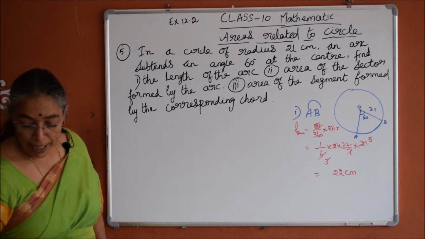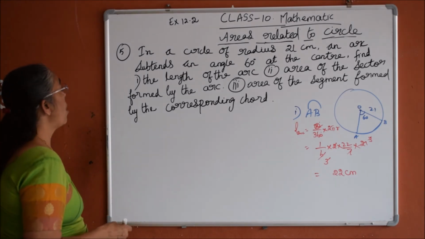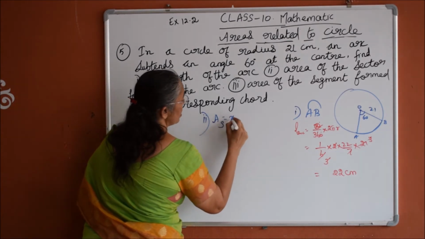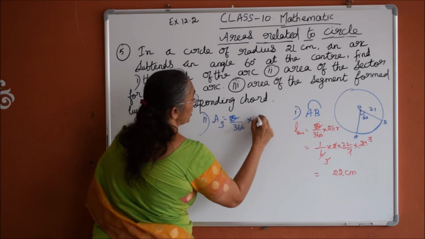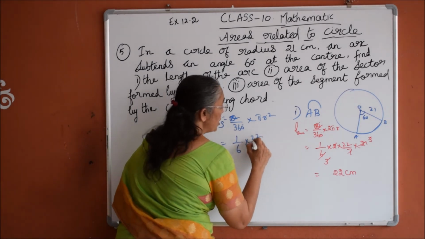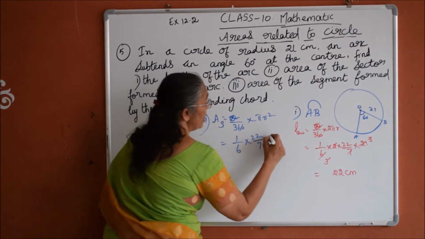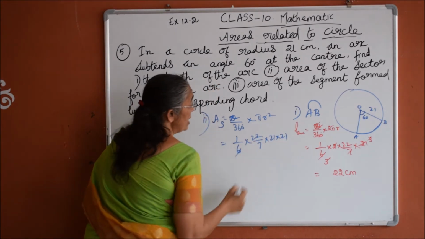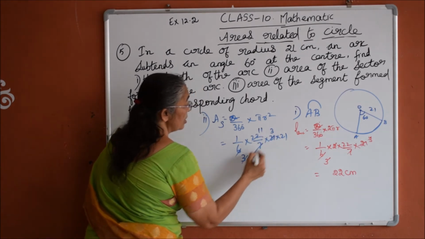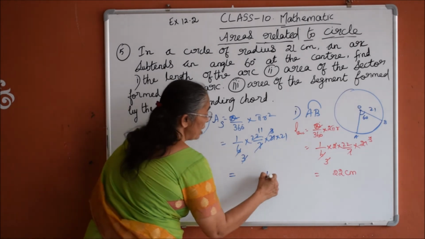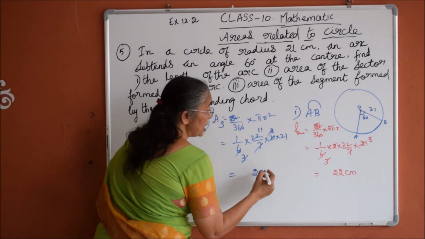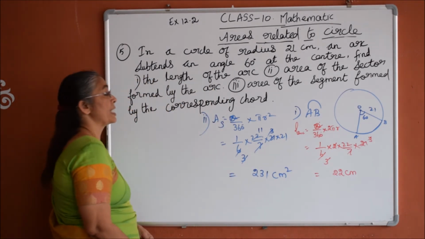Now the second part is the area of the sector. The area of sector formula is theta by 360 of pi r square. So theta by 360 is again 1 by 6, of 22 by 7 of r square, 21 into 21. Again, after cancellation, this will come as 11 into 21. So 11 ones are 11, 22, 231 centimeter square, it is the area, right.